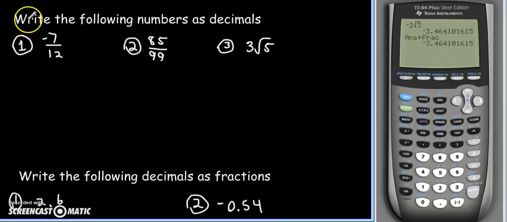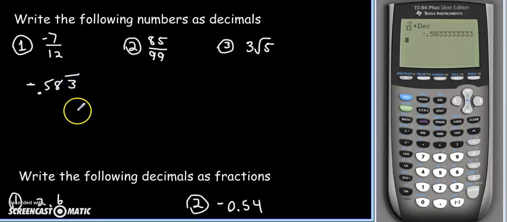Alright, we're asked to write these as decimals, so we could either enter the fraction in fraction mode, which is negative 7/12, and we don't even have to store it as an answer. I just do that a lot. We can press math decimal, and it's going to turn that into a decimal. So this is negative 0.583, and we're going to put a bar here to say that the 3 repeats.